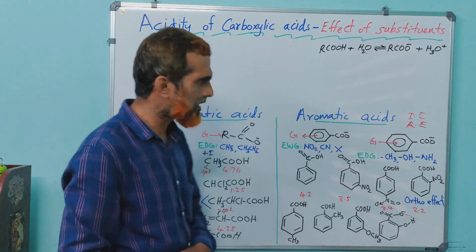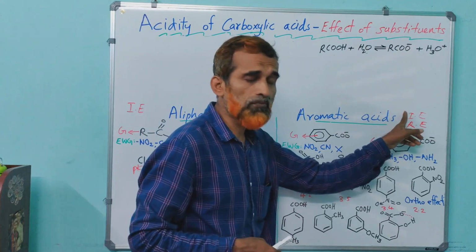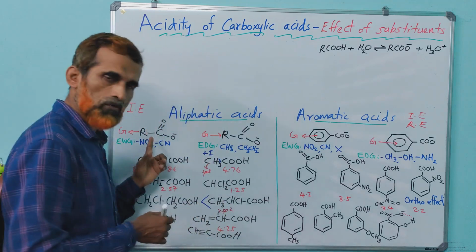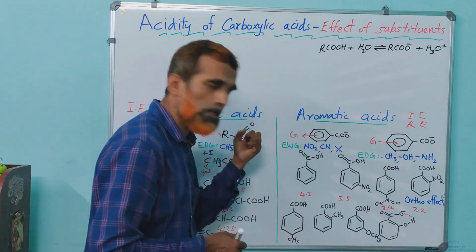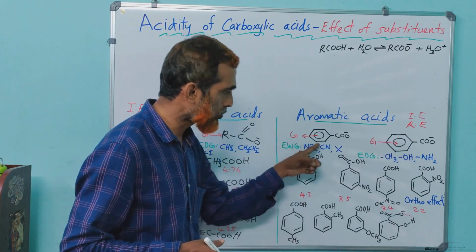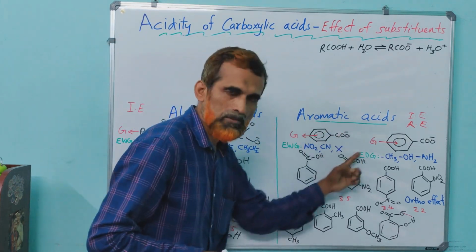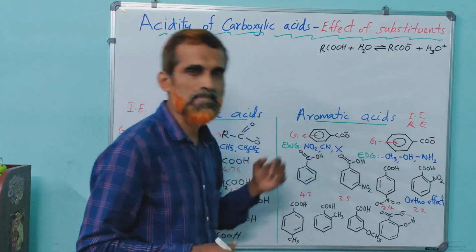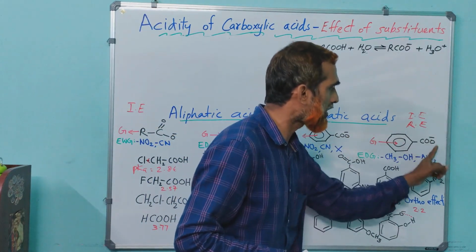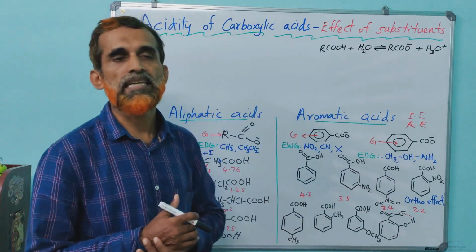Coming to aromatic acids, in aliphatic acids it is only inductive effect which is operating, and here inductive effect as well as resonance effect will come into play. Generally speaking, as in the case of aliphatic acid, here also electron withdrawing groups, withdrawing by inductive effect or by resonance effect, like NO2, CN, halogen, etc. will stabilize this carboxylate. Actually, this is benzoate ion, and increase acidity. Electron donating group will increase the negative charge and destabilize the conjugate base, and acidity decreases.